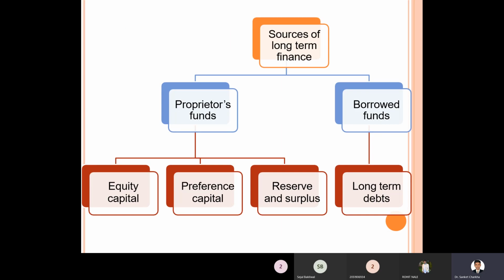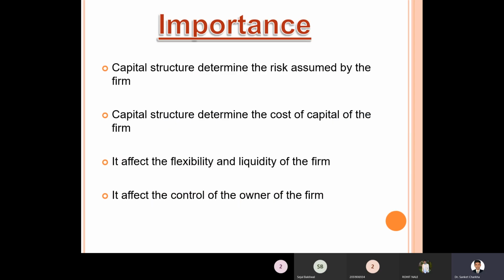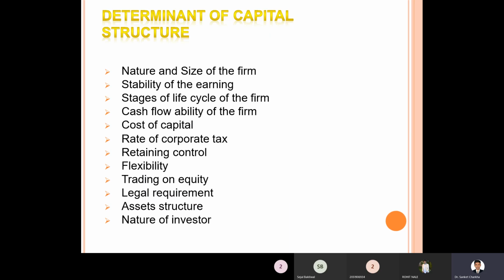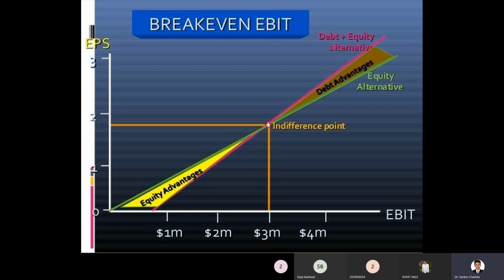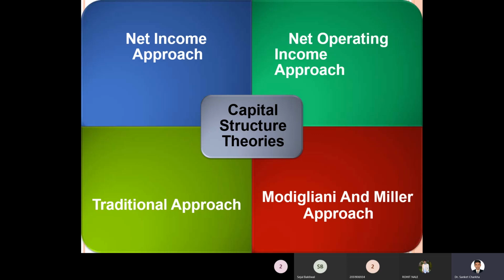Then we also saw the different sources of long-term finance available, wherein you can raise the required capital through a combination of equity, preference, and debt, and the determinants of sources of capital. We also dealt with the break-even EBIT, earnings before interest and tax. Now, in today's lecture, we are going to see the net income approach, the net operating income approach, the traditional approach, and the Modigliani and Miller approach. So, we are going to see the different types of capital structure theories in detail.